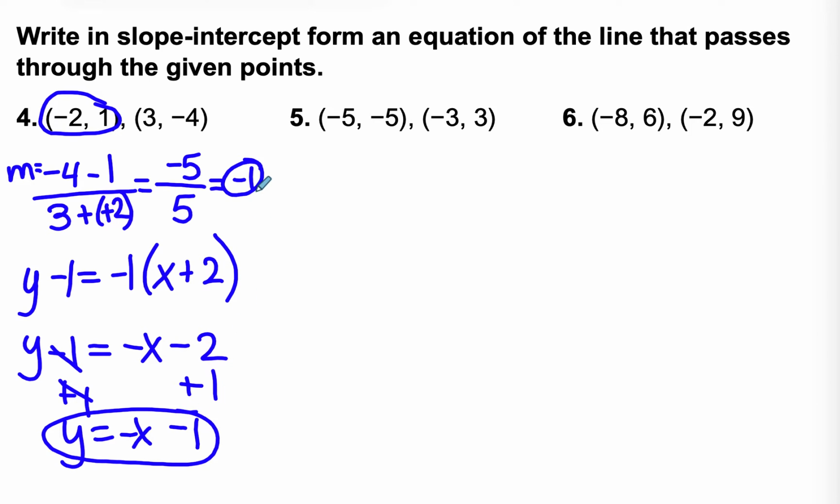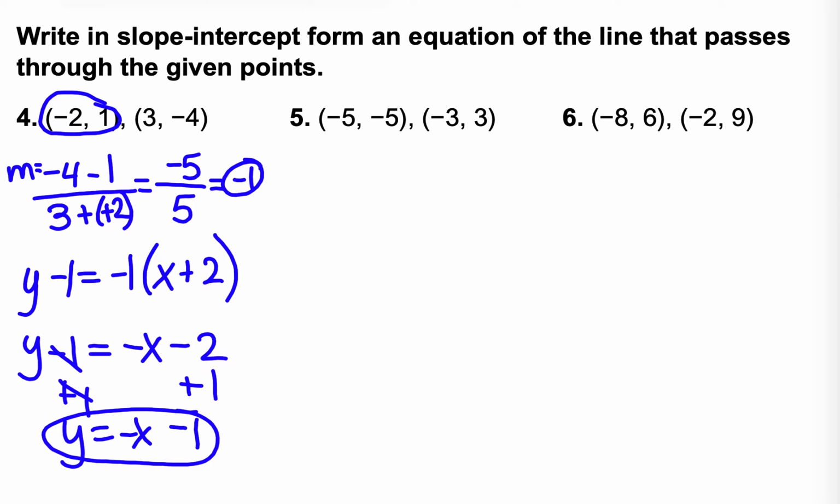Find the slope, pick a point and write it in point-slope form, distributive property, and get rid of the value by y to make it slope-intercept form. Now go ahead and pause the video and try number 5 and number 6 on your own.